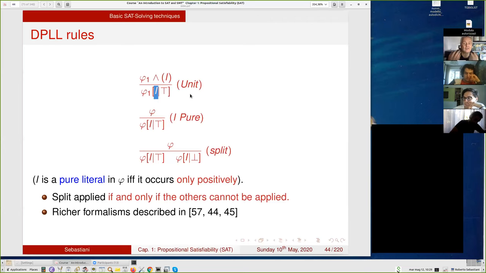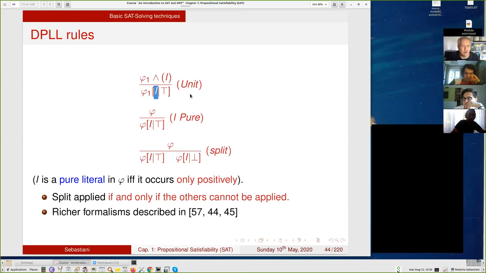And notice that if phi is a CNF formula, this is exactly what we have called unit propagation in the previous slides, right? Because it means substituting negative instances with false, which means dropping them from disjunctions, or substituting positive instances with true, which means dropping the whole disjunction. Okay.